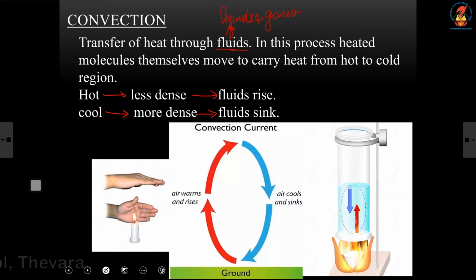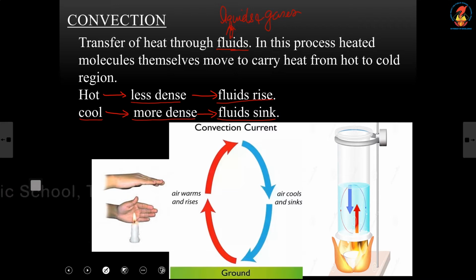When an object is hot, it will become lighter and it will move in the upward direction. When an object is hot, it will be less dense and it will rise in the upward direction. Now cold, it will be denser and it will sink, or it will move in the downward direction.